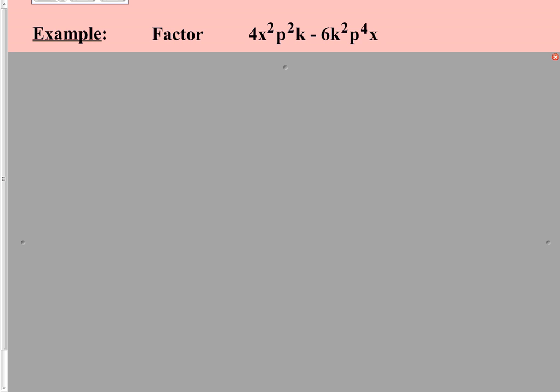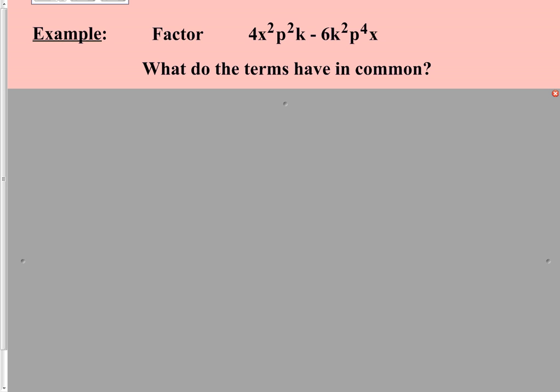Okay. Now, obviously, factoring can get more complicated. You can get more terms going on, but it does not change anything that we just said. Okay, so here we have 4x squared p squared k minus 6k squared p to the fourth x. Okay, same procedure. Look at the things. This is the first thing you do with factoring every single time. Do the terms have anything in common? Is there anything I can get away from the terms right now? Well, again, it's a binomial, more complicated, but still just a binomial.